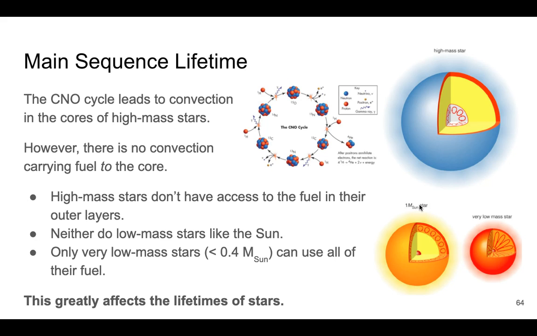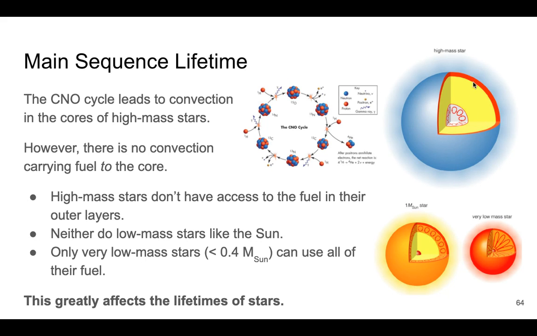So anyhow, back to a very high mass star. In the sun, you have convection out here in the 3rd layer. In a very high mass star, you actually have convection going on in the core. So the hydrogen that's there in the core is getting cycled around, and it's moving all throughout the core. However, you will notice that there is no convection carrying fuel to the core.